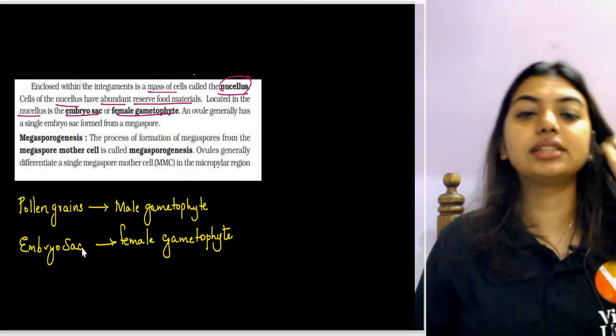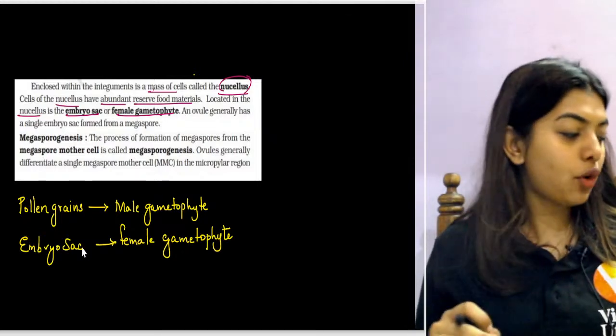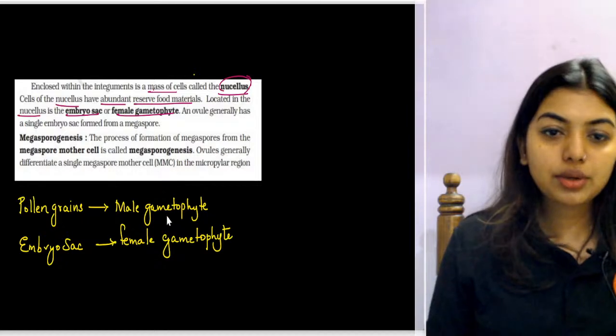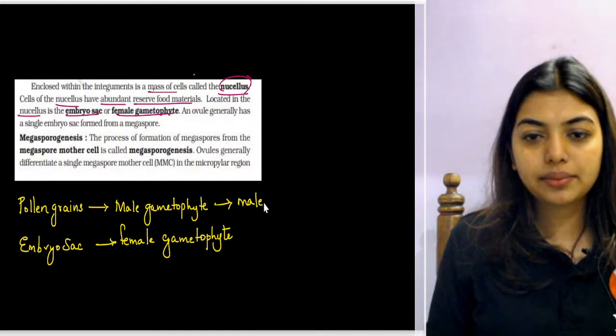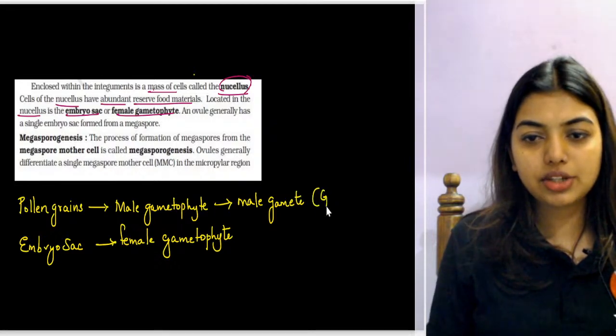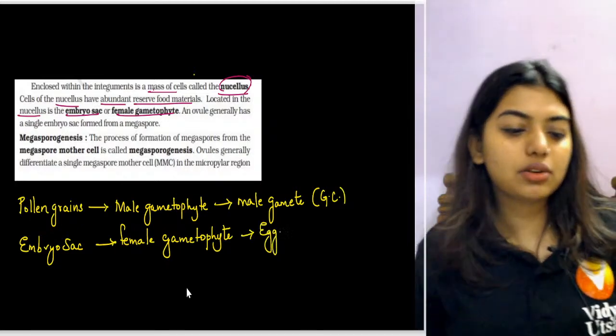So an ovule generally has a single embryo sac formed from the megaspore. Here you can see, students, pollen grains will give rise to the male gamete, which is present inside the generative cell, and the female gamete is going to be the egg.